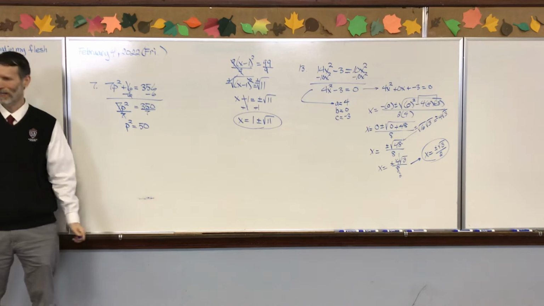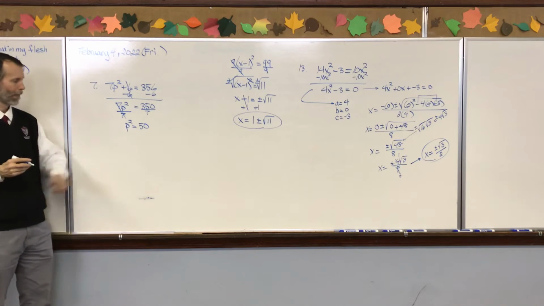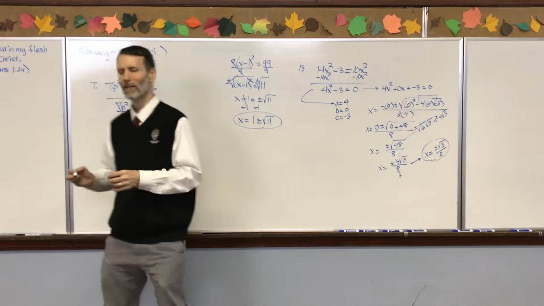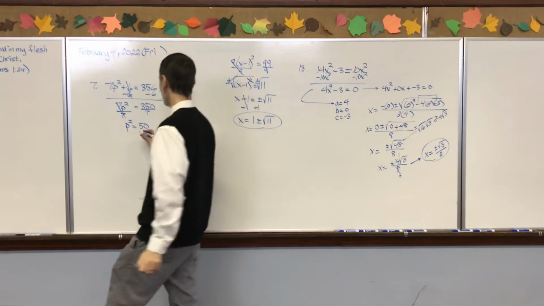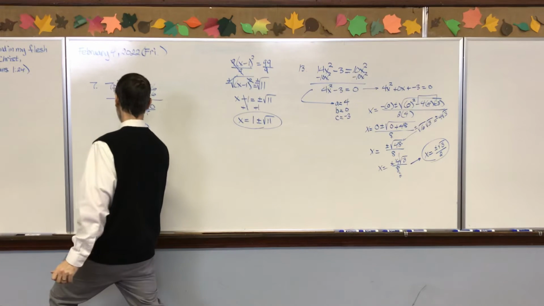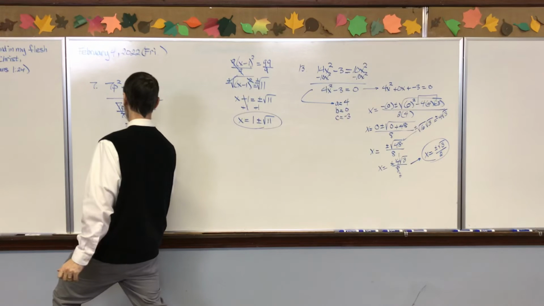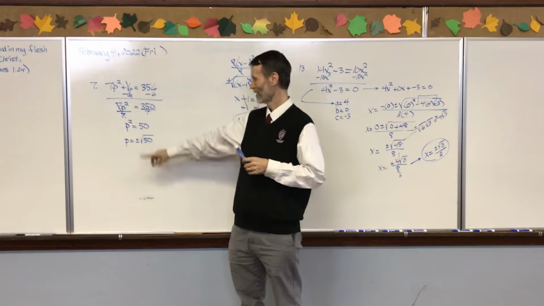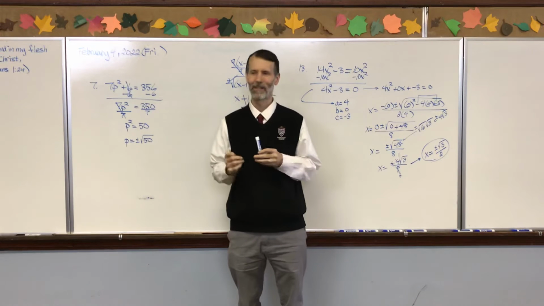Good. Now what? Andy, take over. Square root. How many answers? 2. What kind? Positive and negative. So p is equal to plus or minus the square root of 50. Are we done? Rosie, is that our final answer? What's wrong?